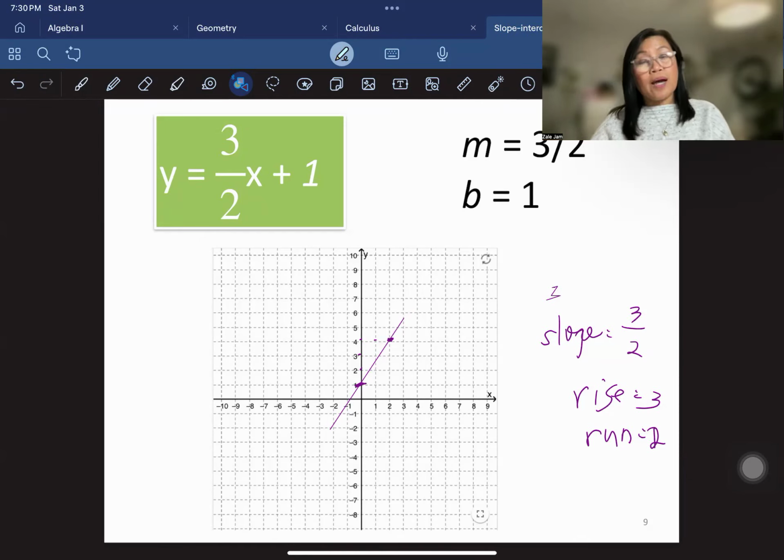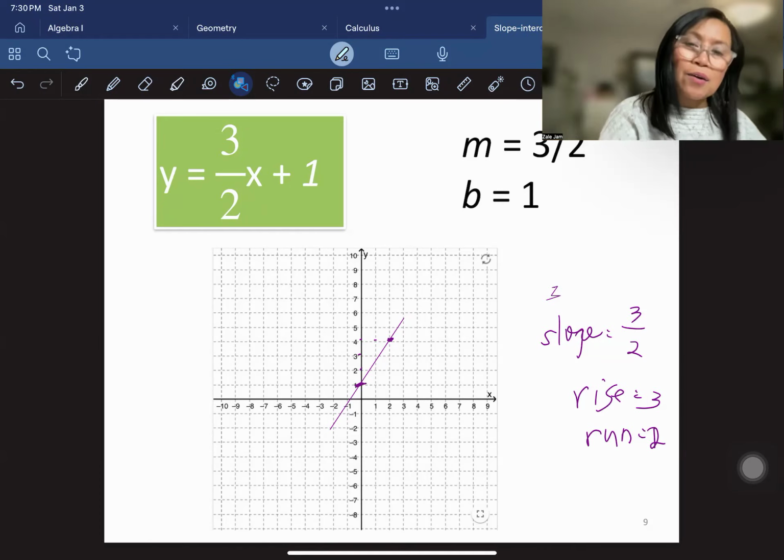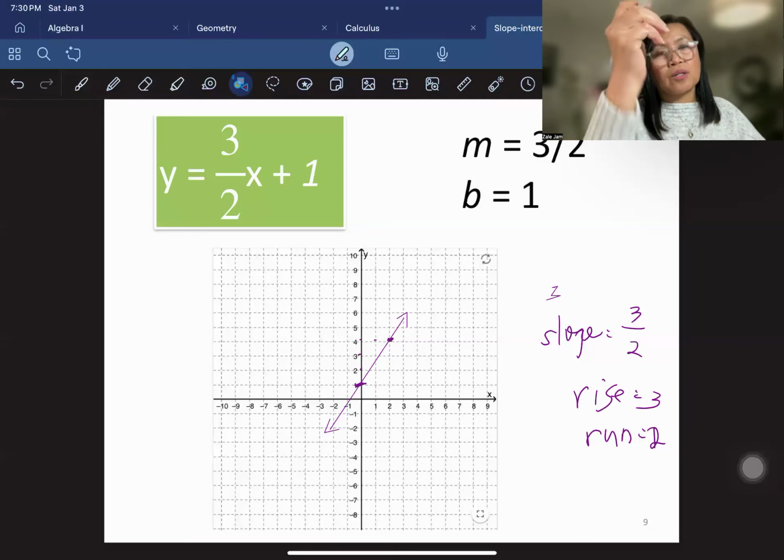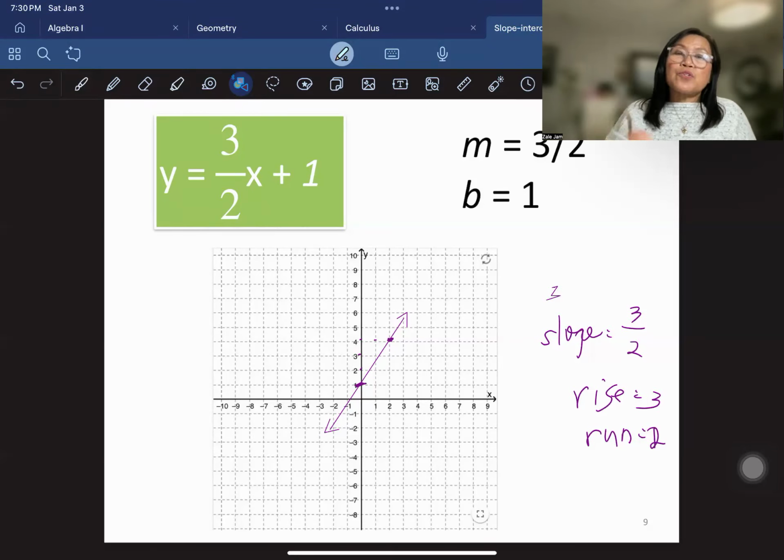Every time you draw a line, because that line goes infinitely up and infinitely down, it is better to put an arrow on each end. That's our slope, and that is what point slope form is, how we interpret it mathematically.